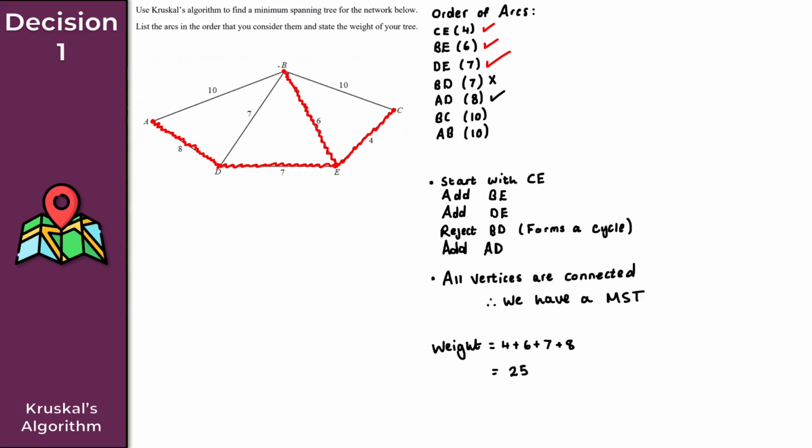So we've stated the order of the arcs in the order that we considered them, and we've also stated the weight. That's perfect. So it's as easy as that. As you can see, this is quite a straightforward example.